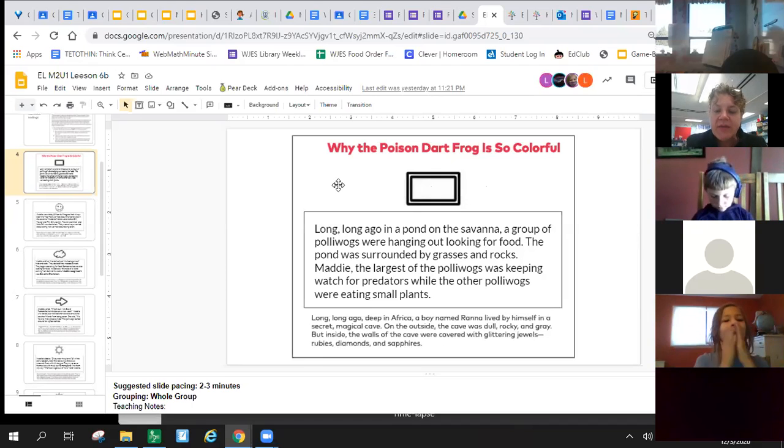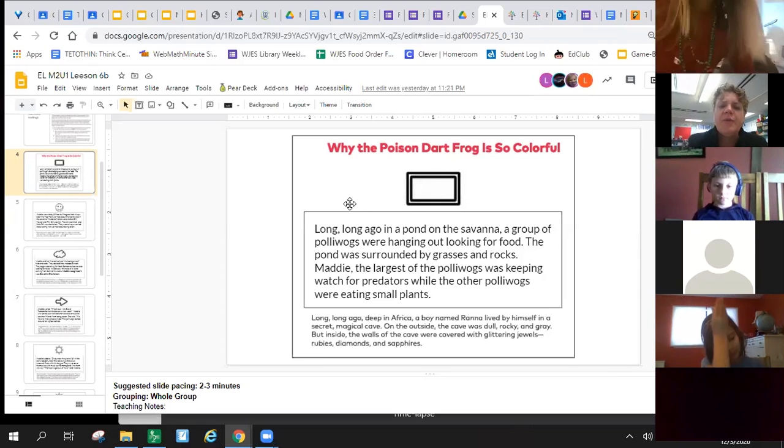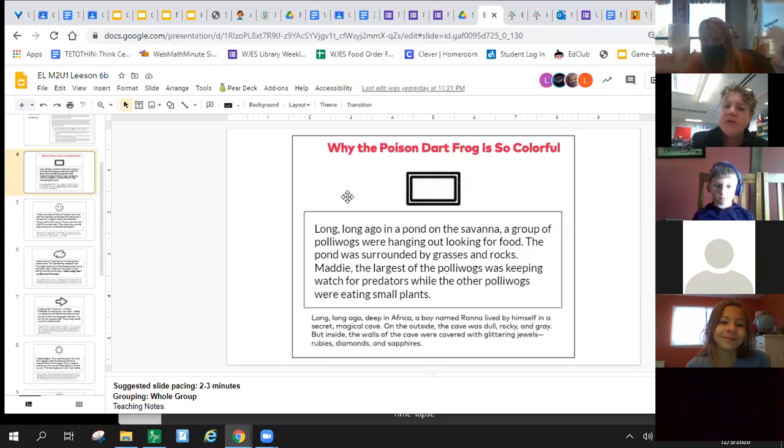So here we go. Here's our establishing the situation. Long, long ago, in a pond on the savannah, a group of pollywogs were hanging out looking for food. The pond was surrounded by grasses and rocks. Maddie, the largest of the pollywogs, was keeping watch for the predators while the other pollywogs were eating small plants.